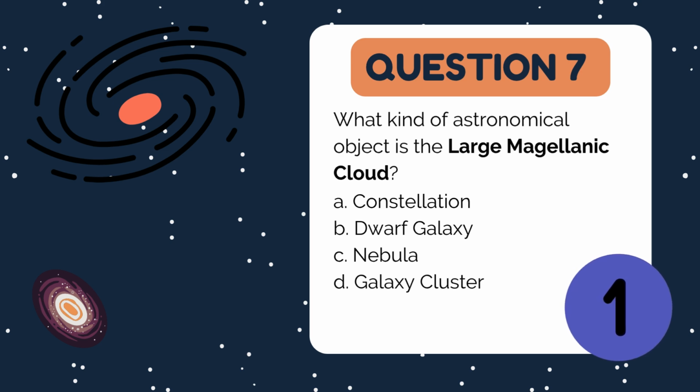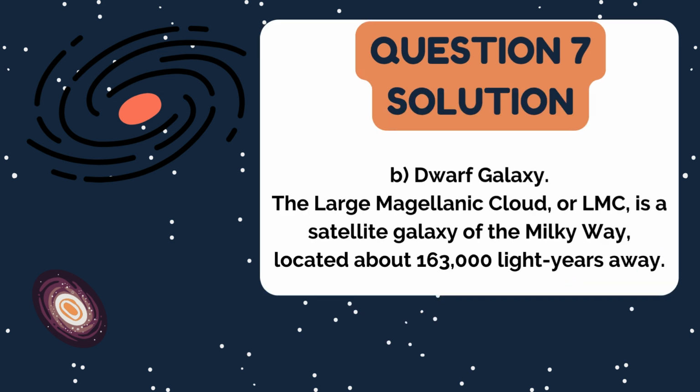You were right if you chose B. Dwarf galaxy. The Large Magellanic Cloud, or LMC, is a satellite galaxy of the Milky Way, located about 163,000 light-years away. It's a dwarf irregular galaxy that contains stars, gas, and even the famous Tarantula Nebula, one of the most active star-forming regions in our galactic neighborhood.